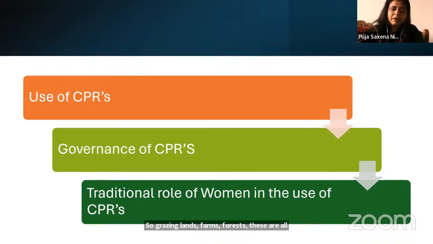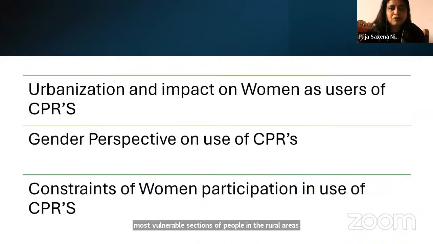And the problem is that this is making certain sections of people vulnerable. Who all would be vulnerable? The landless, the small and medium farmers, and within this we bring in the category of women, the most vulnerable sections of people in the rural areas who are traditionally users of these common property resources. So there are three things.